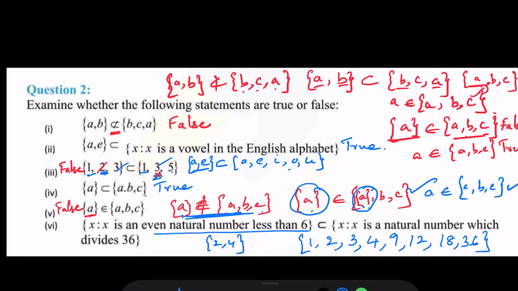From this you can definitely see that {2, 4} is a subset, because 2 is here, 2 is here, 4 is here, 4 is here. So it is a subset of the natural numbers which divide 36. The even natural numbers less than 6 are a subset of the natural numbers which divide 36. Therefore this is a true statement. So now these are all the trues. There are 3 true and 3 false. This is about the second one. We'll go into the next.